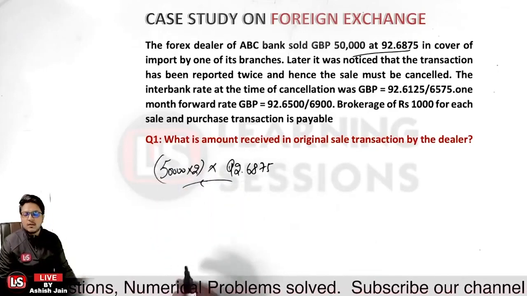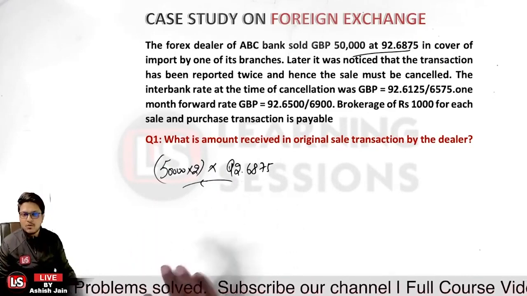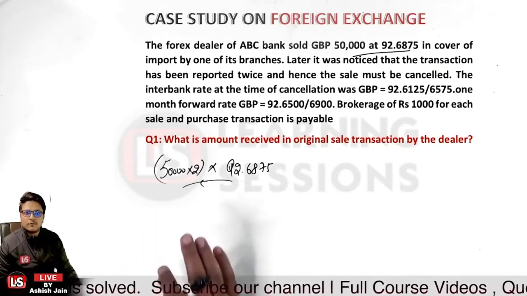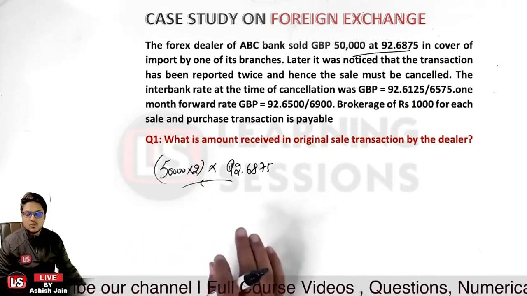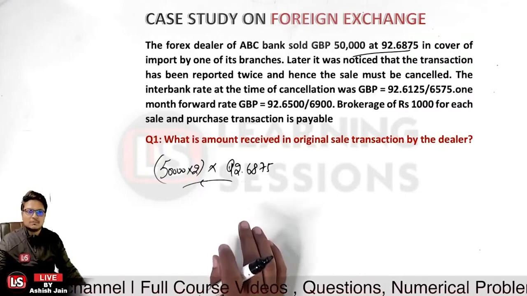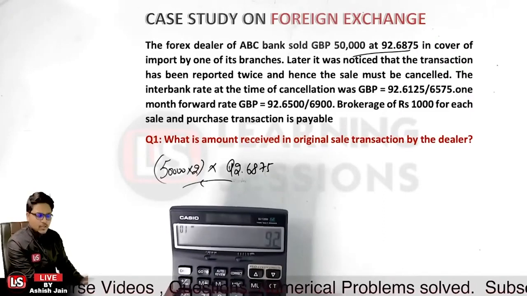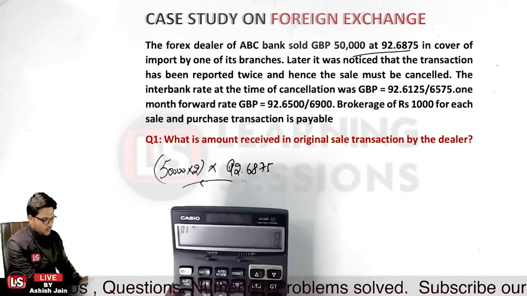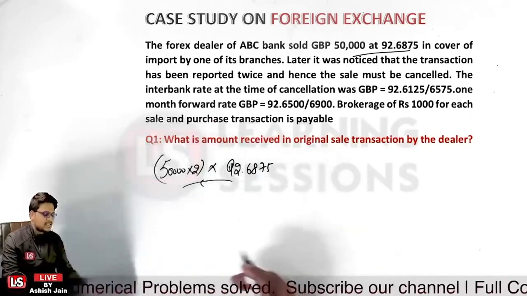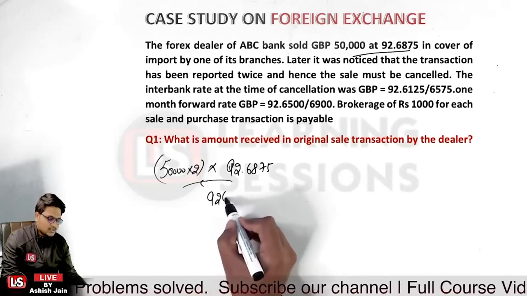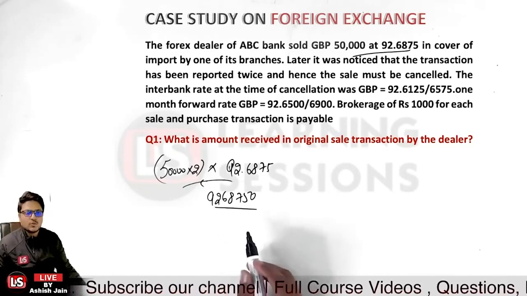Okay, so this is the calculation. The amount that they must have received will be equal to 50,000 into 2 multiplied by this particular price. So what would be the answer related to this particular transaction? It is 92.6875 multiplied by 1 lakh, and that is equal to 9268750. That is the answer over here. But is it so? No, this is not the case.